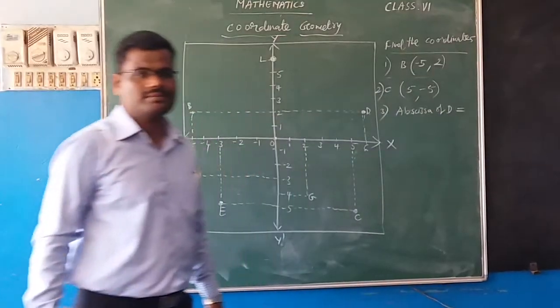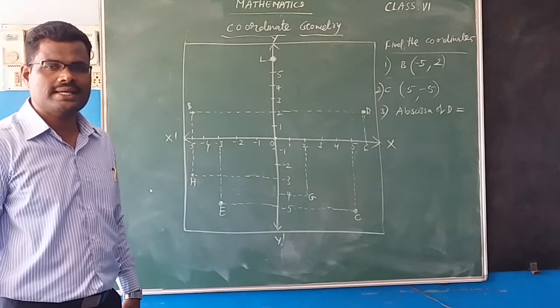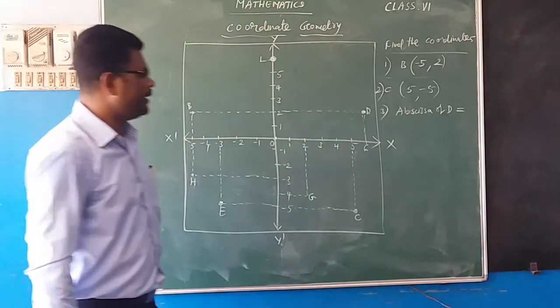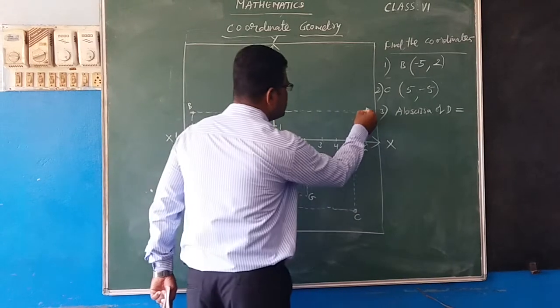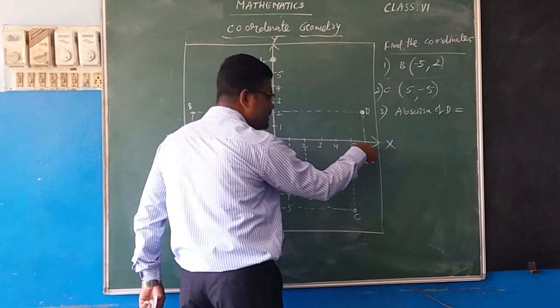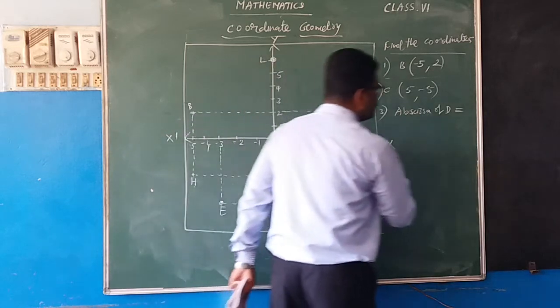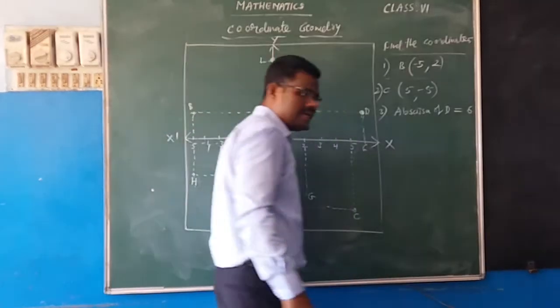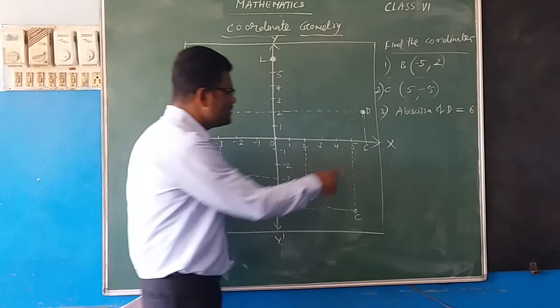Abscissa of D. What is the meaning of abscissa? Abscissa means, as I said, x coordinate. X coordinate of D. This is the point D where it touches the x axis. It touches the x axis at 6. So the answer is 6. Abscissa of D is 6.